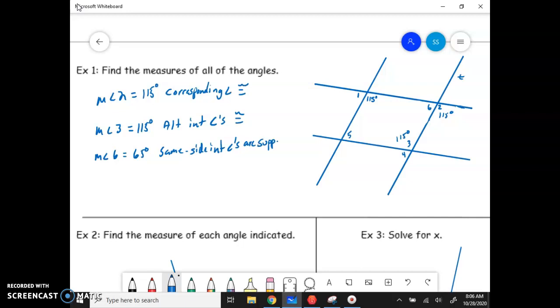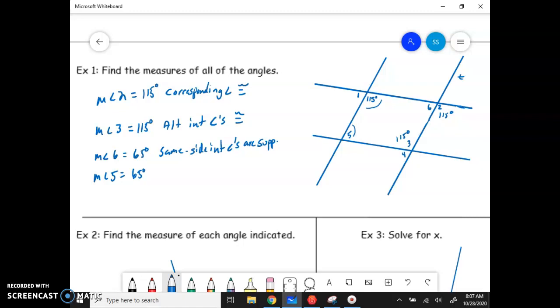Okay? All right, what else can we do? Let's see. We can use that same theorem for the measure of angle 5 because this 115 here and angle 5 are also same side interior angles, so they will also add up to 180, which would make the measure of angle 5 65 degrees.